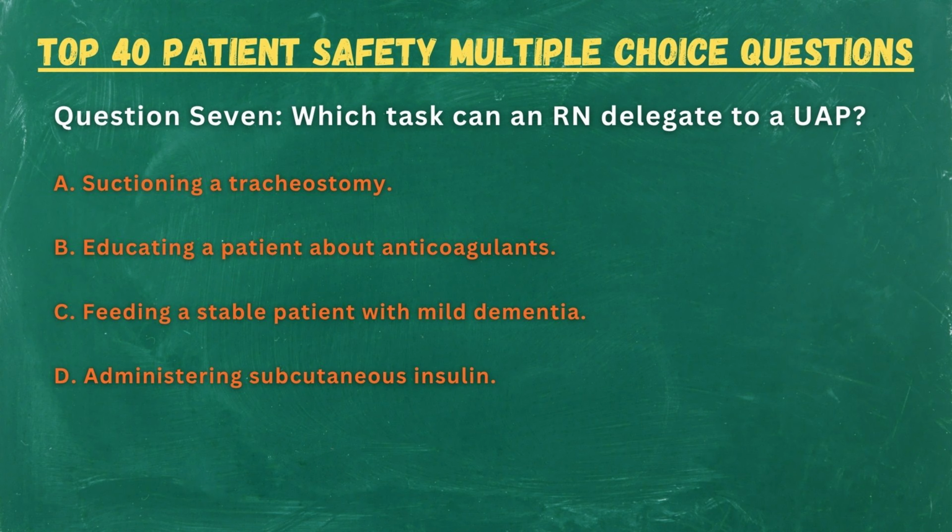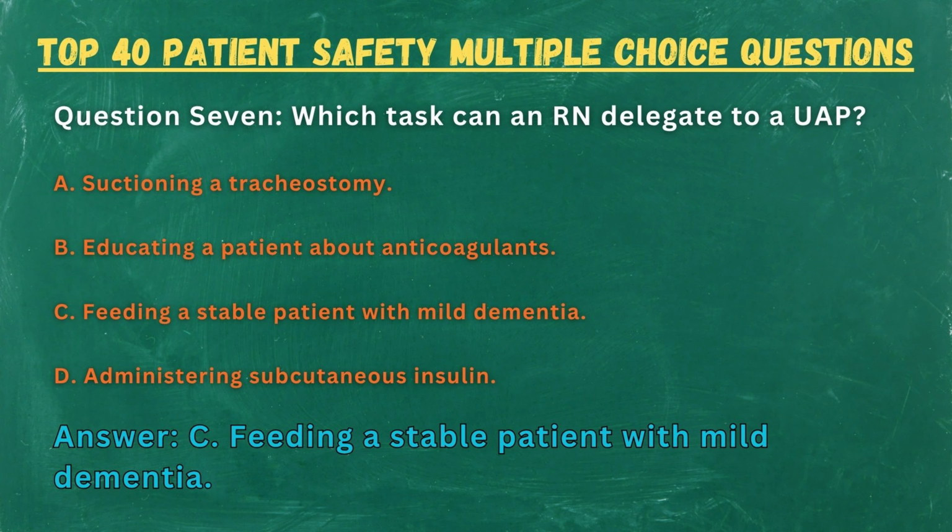Question 7. Which task can an RN delegate to a UAP? A. Suctioning a tracheostomy. B. Educating a patient about anticoagulants. C. Feeding a stable patient with mild dementia. D. Administering subcutaneous insulin. Answer. C. Feeding a stable patient with mild dementia.